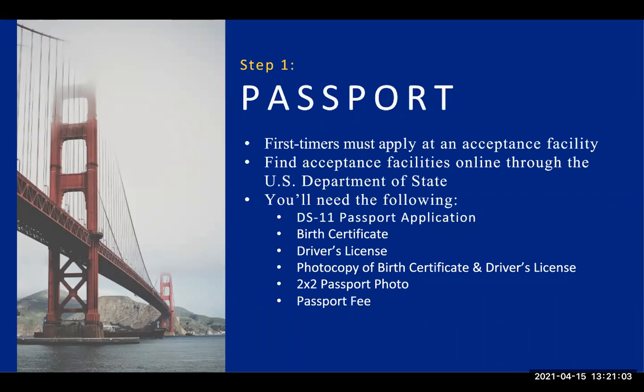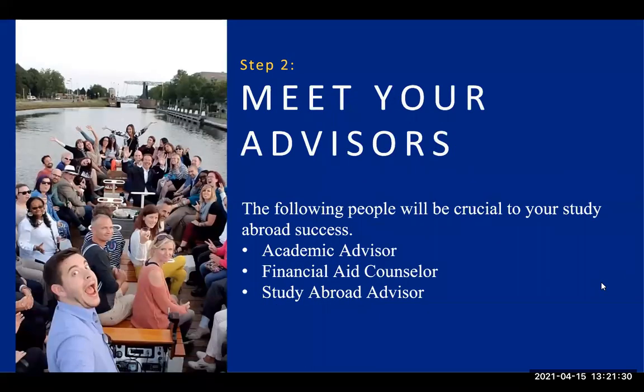If you've never had a passport before, you have to apply in person at an acceptance facility. These are oftentimes post offices, libraries, things like that. So you can find an acceptance facility near you on the U.S. Department of State website. There's a list of things you'll need, and you can visit online, which gives you an exact breakdown of how you apply for a passport. You can also contact us in the Office of Study Abroad. We're more than happy to help talk you through the process.